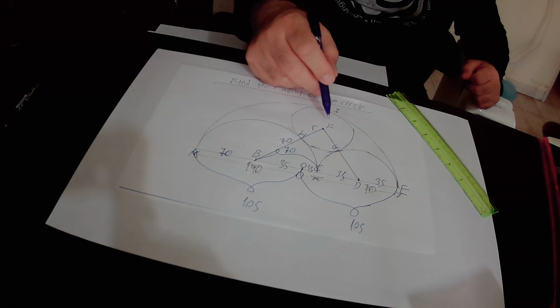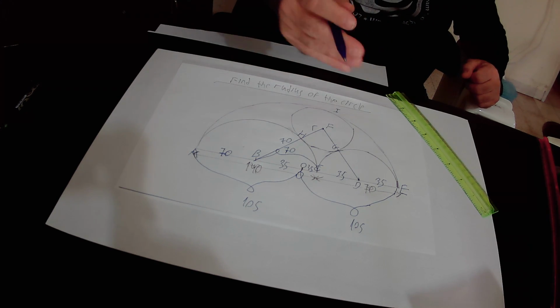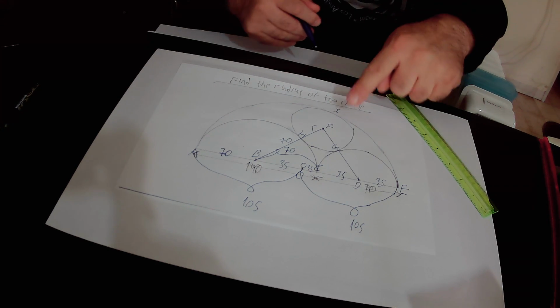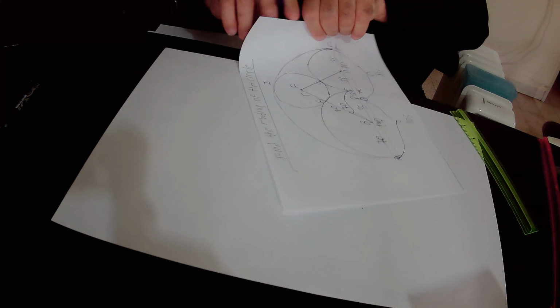Point F is the center of this circle. Point G is the point on the circle itself. This is exactly the definition of a radius. So GF is the radius of this circle.